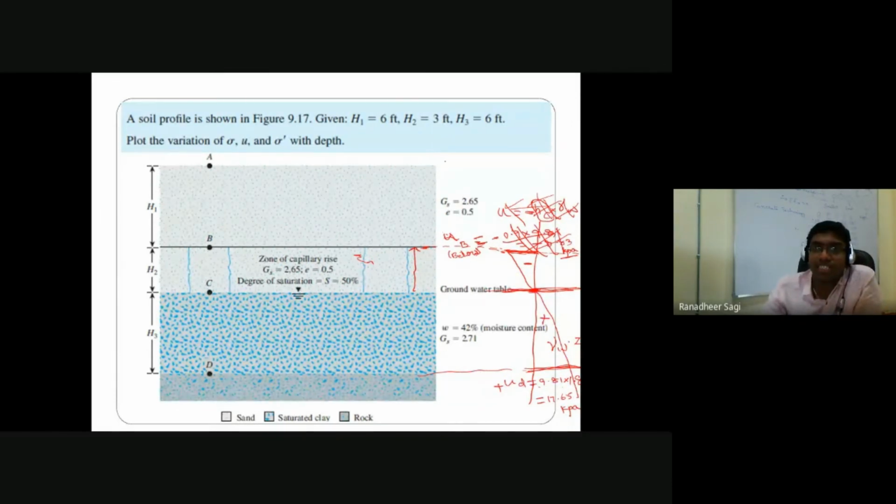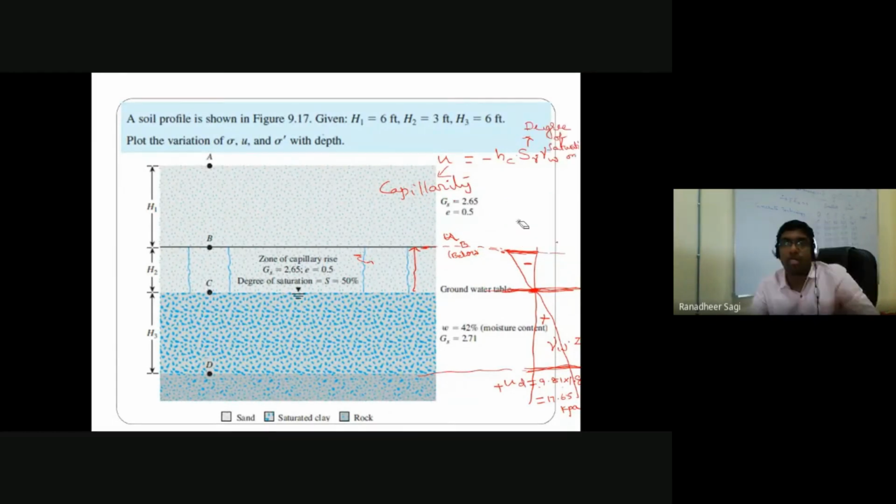Okay, so in general form, I can say pore water pressure, because of the effect of capillarity, if I am trying to calculate the pore water pressure, I can simply write it as minus HC into S into gamma w. Now, what does this S indicate here? In the other way, I can also write it as SR. SR indicates degree of saturation.